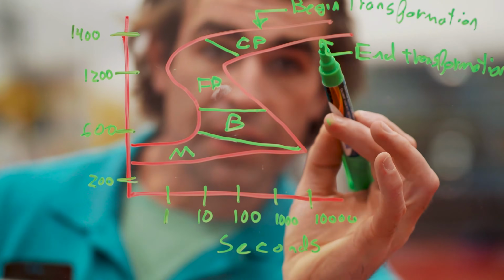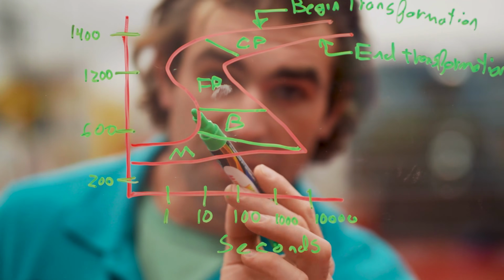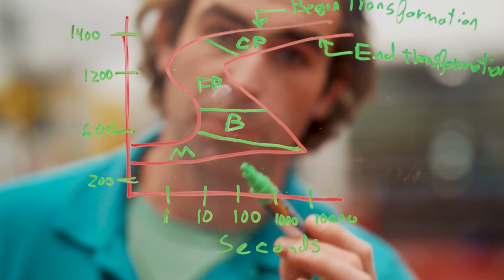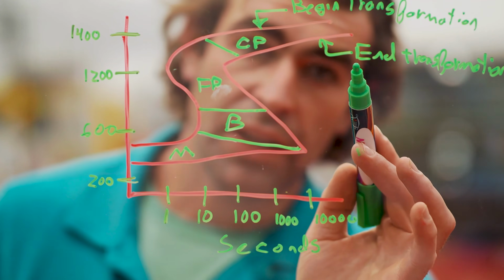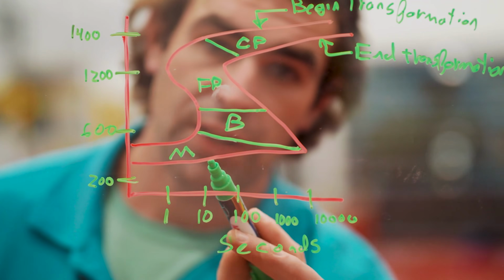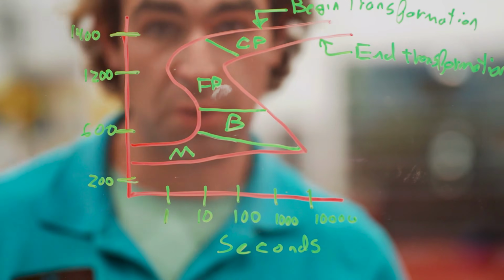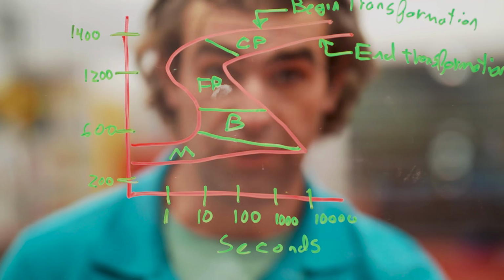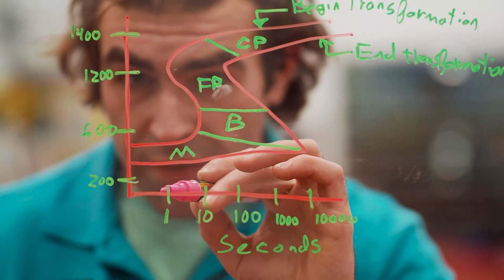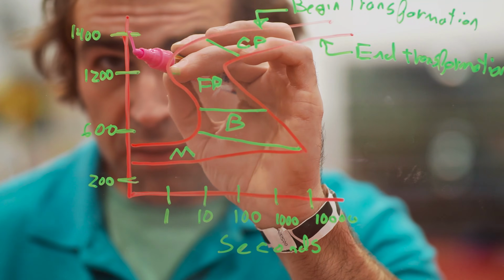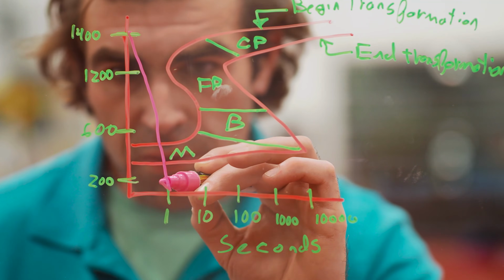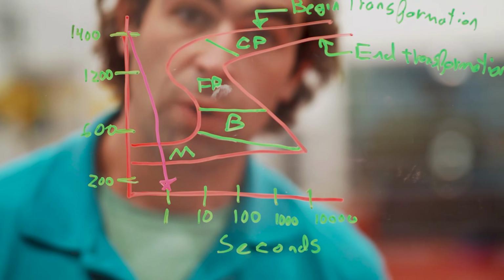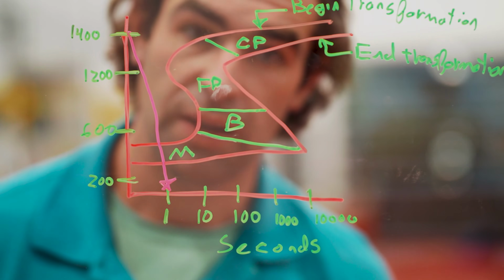The first line here is when we begin the transformation. There's actually a line that goes through the middle that's known as the 50% line. And then here is when the transformation has ended. So if we have a steel and we want it to be as hard as possible, like a chisel or something, we're going to cool it down in 1 second. That's the line that crosses through the martensite region. That's going to be 100% martensite.